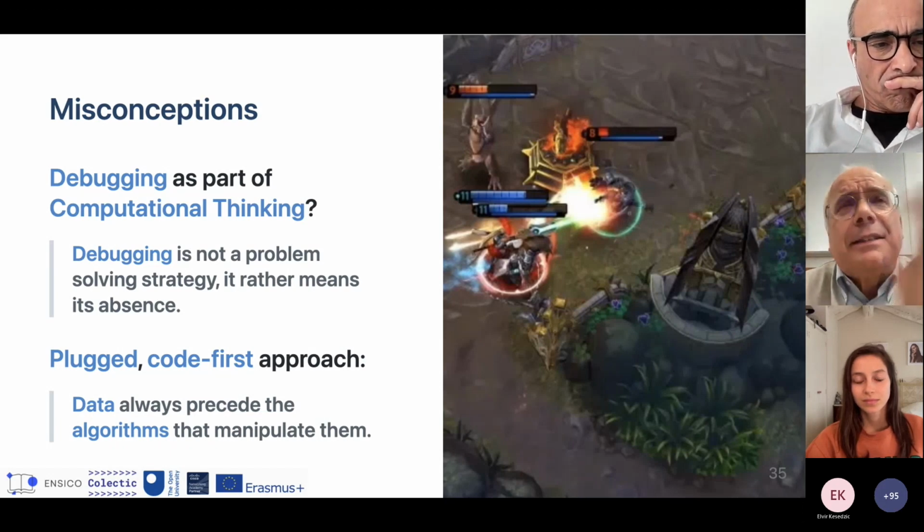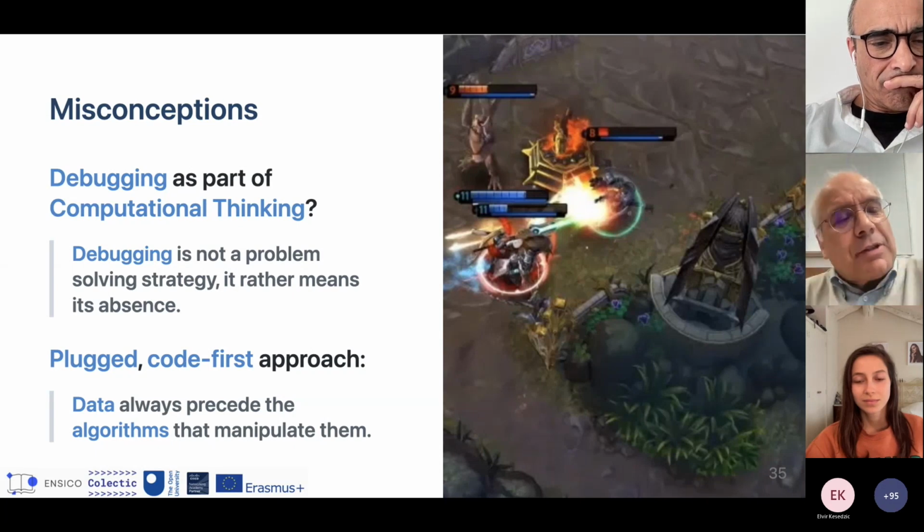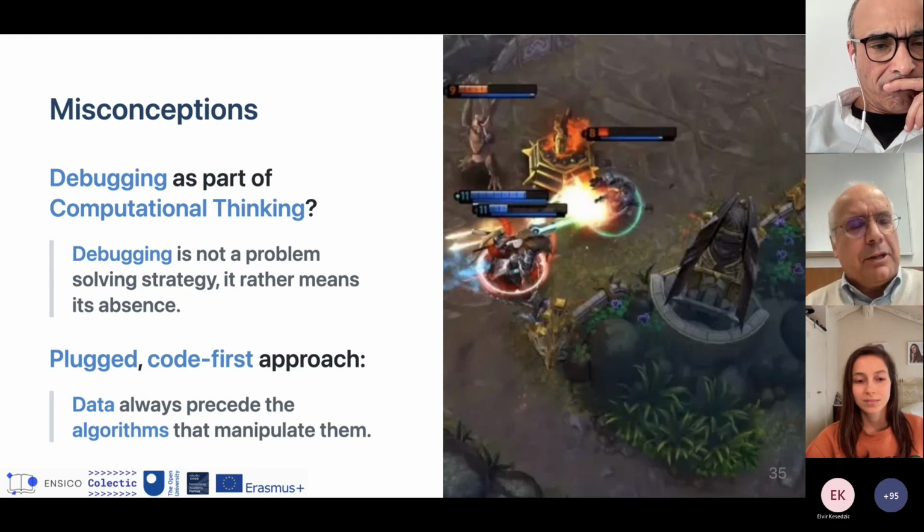I must say that as a programmer, I'm ashamed of debugging. Ashamed in the sense that debugging is the proof that you cannot solve the problem. It means absence of strategy without being a strategy. So I hope this misconception is clear to other people, because you debug something.